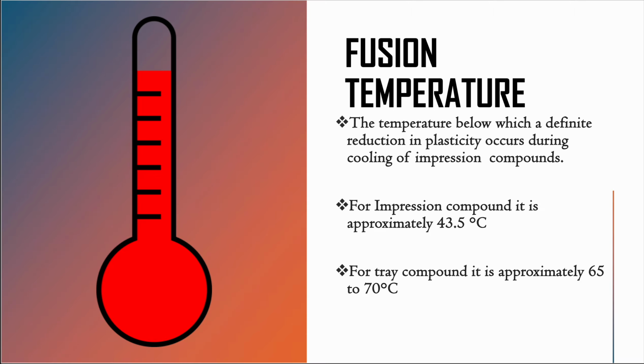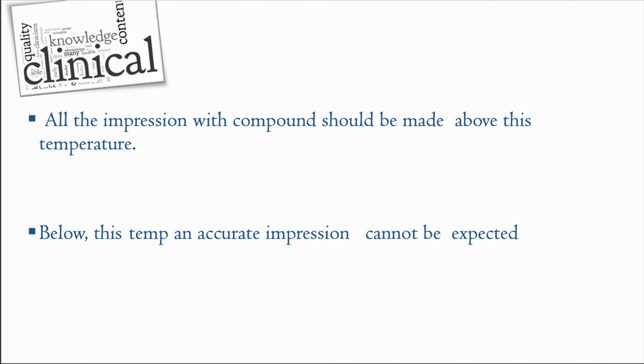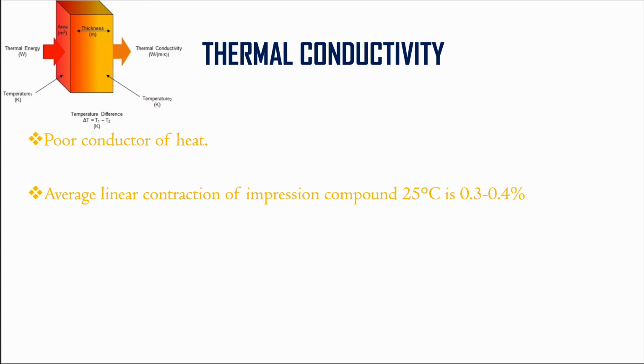Now coming to the term fusion temperature, the temperature below which a definite reduction in plasticity occurs during cooling of the impression compounds. For impression compound it is approximately 43.5, whereas for tray compound it is approximately 65 to 70 degrees Celsius. All the impressions with the compound should be made above this fusion temperature. Below this temperature, an accurate impression cannot be expected.